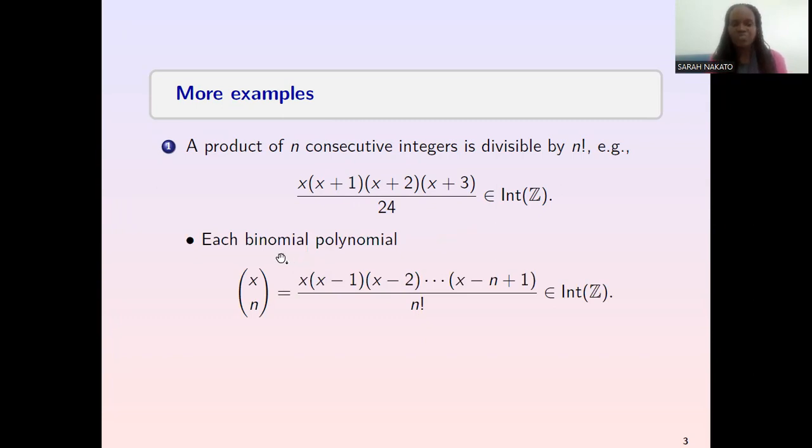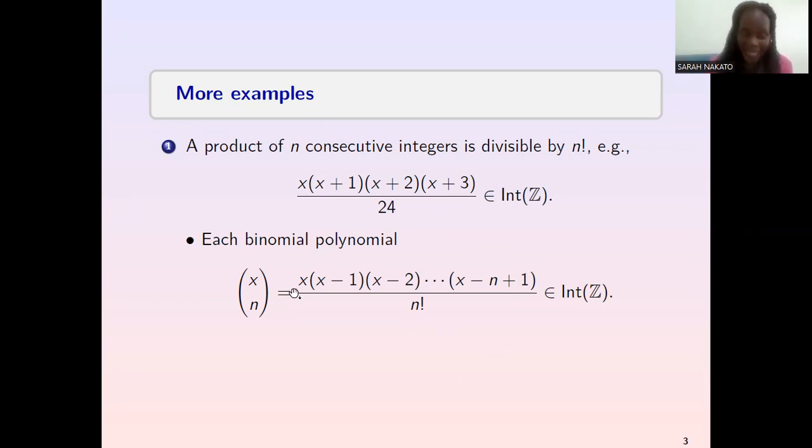All right, so each binomial polynomial, still stemming from this result, is integer valued. Each binomial polynomial is in Int(Z), because you're still going to get n consecutive integers. They have to be divisible by n factorial. Great, so that is Int(Z), it's friendly.